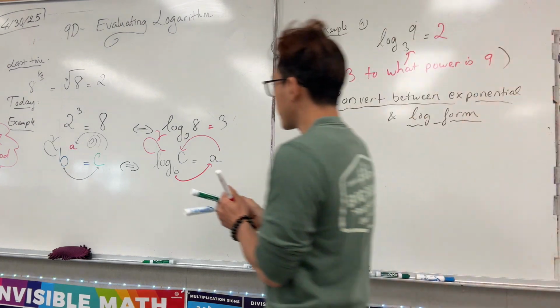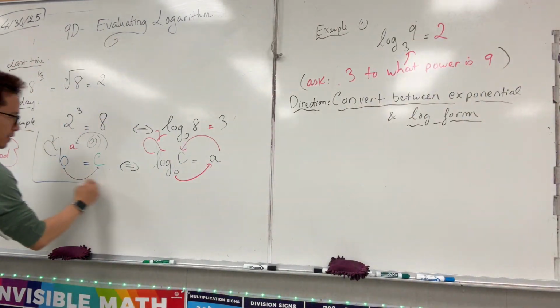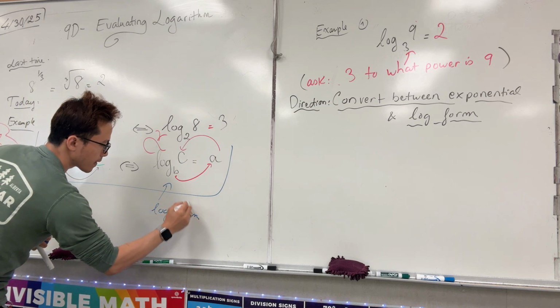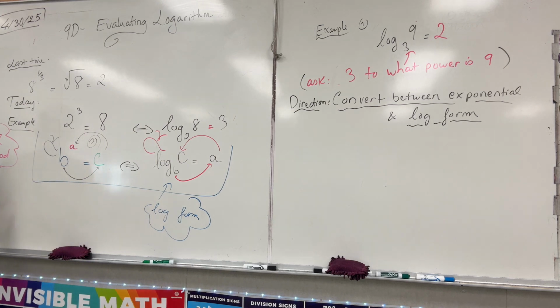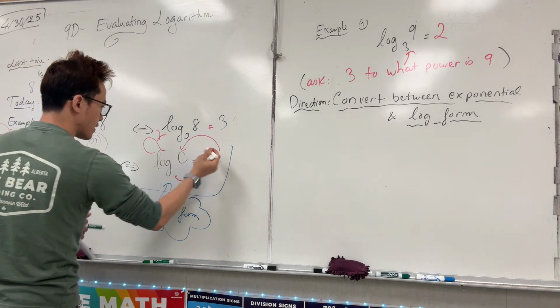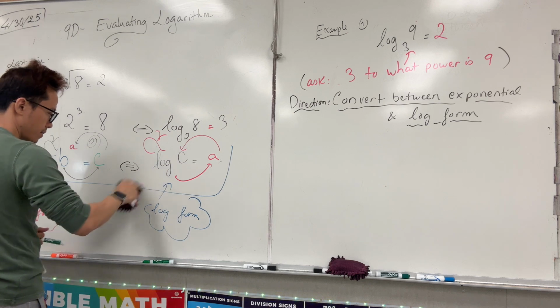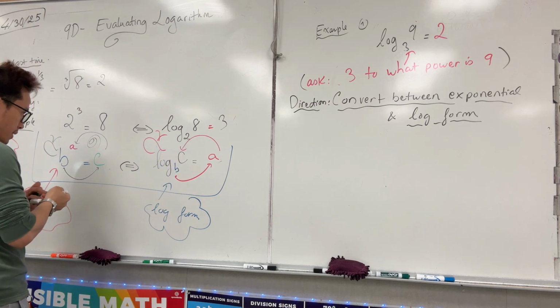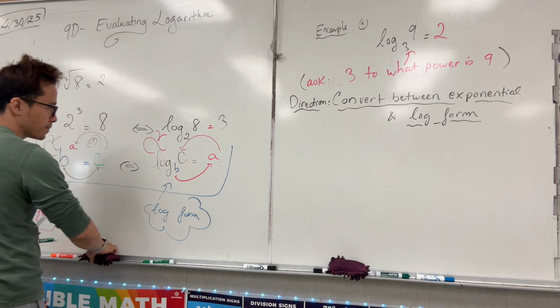So this one is log form, and this one is exponential form. Okay, so let me be consistent with the color. So b is blue, c is green.